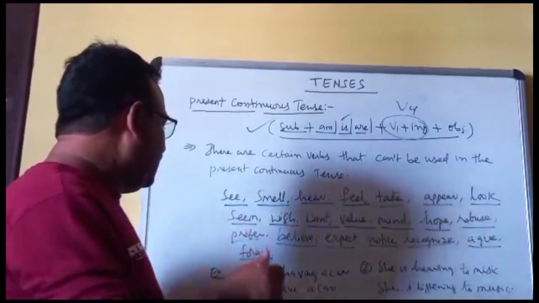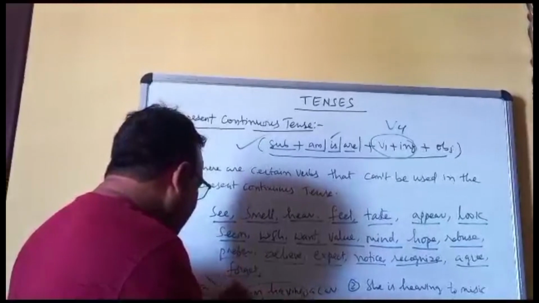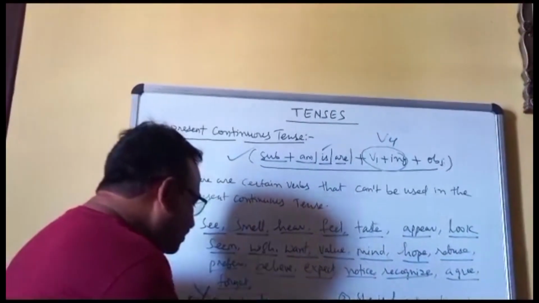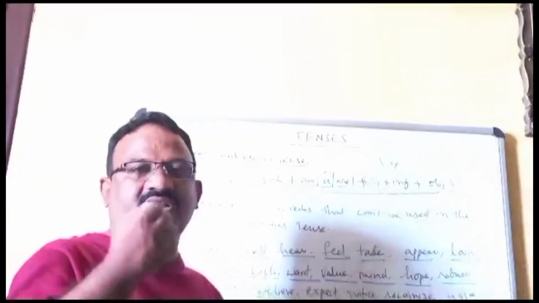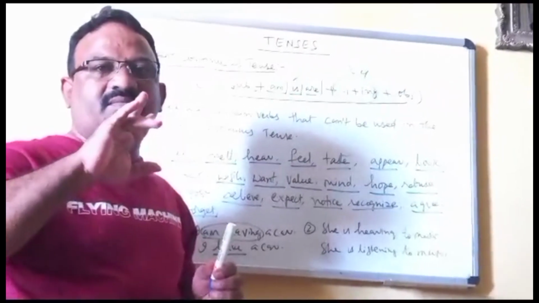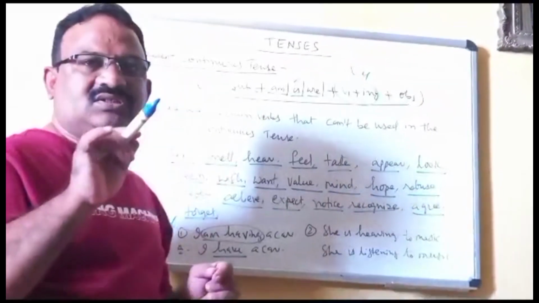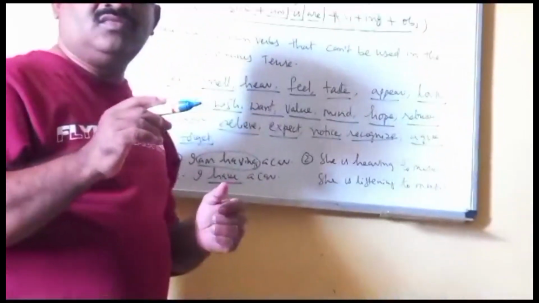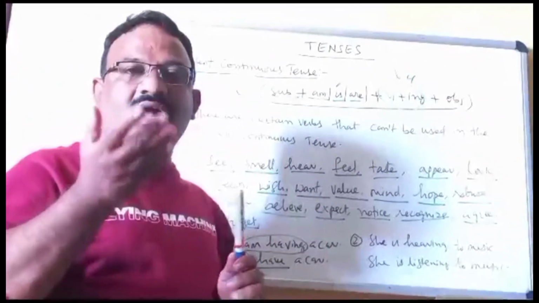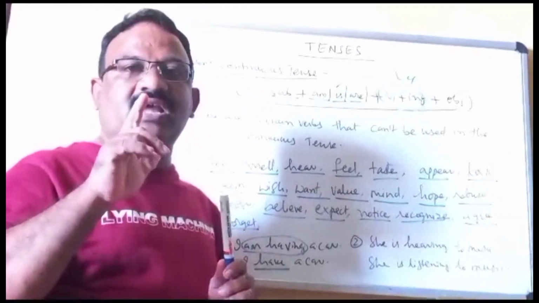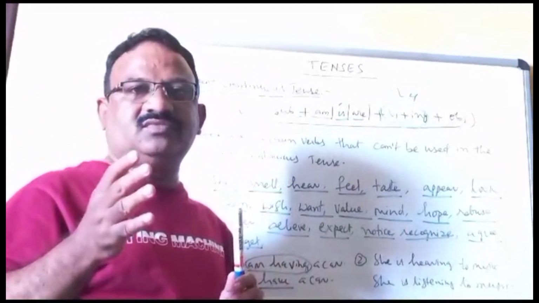For example, I am having a car. This is wrong. We have to say I have a car. Am having means eating or drinking, so it gives a different meaning. So we should not say I am having a car. You can say I am having lunch, or I am having breakfast. But we should not say I am having a bag.